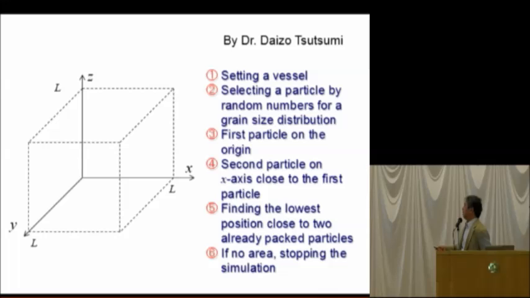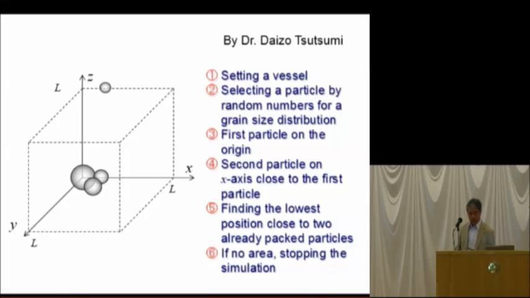And next, select the particle by random number for a grain size distribution. The first particle goes on the origin, and the second particle on the x-axis close to the first particle, like this. And then we find the lowest position close to two already packed particles, like this.